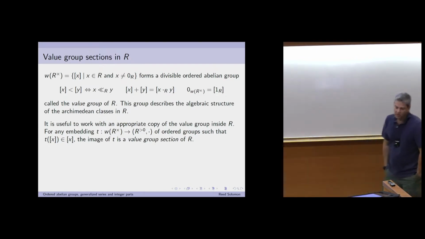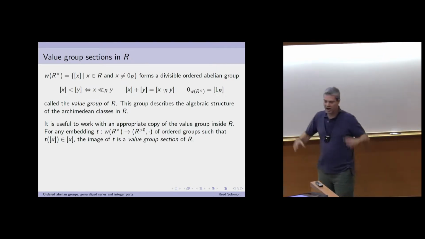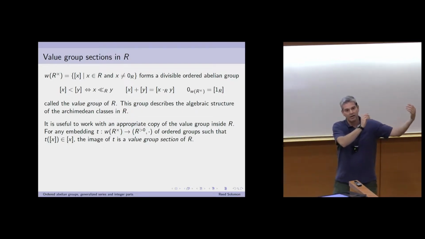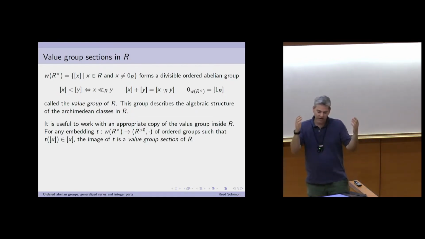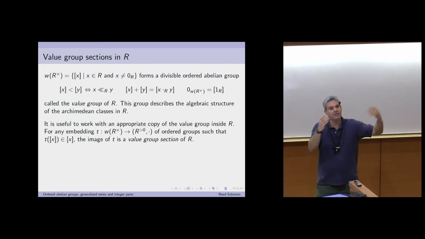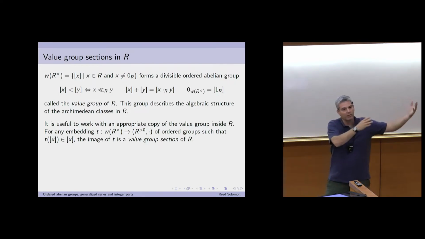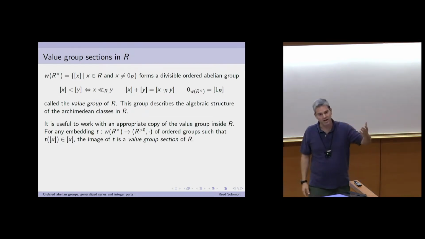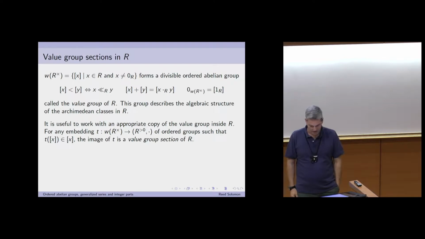And it's often useful to work not just with the value group, but with a copy of the value group inside the field. If you take an embedding of the weights of the non-zero elements into the multiplicative group of the positive elements of the field that picks out an element of each equivalence class, the image of that is called a value group section. So it's just a copy of the value group inside of R.